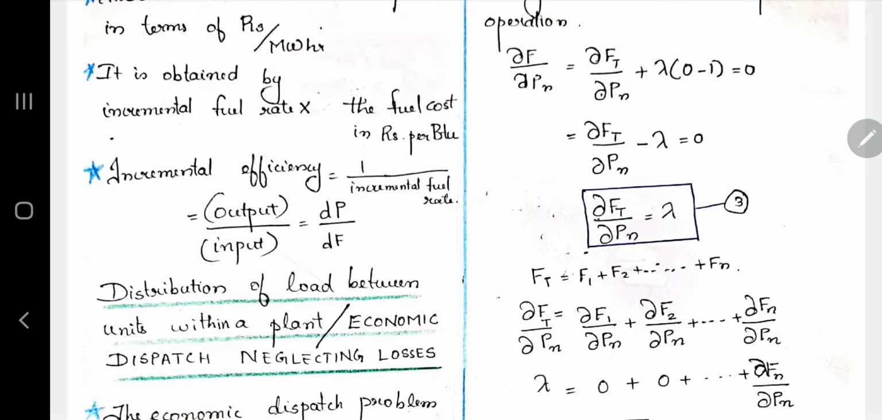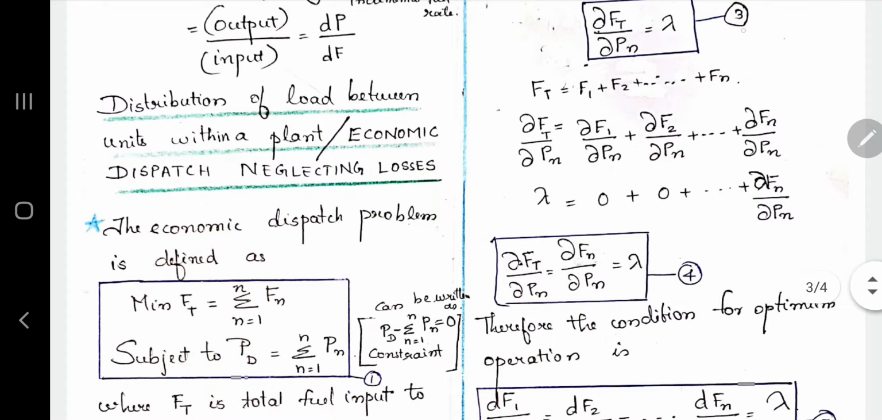So, here you can see that the generation of the nth unit does not depend upon the fuel input of the first unit or second unit like that. It only depends upon the fuel input of the nth generator. So we can write ∂Ft/∂Pn, already equal to lambda, is equal to 0 plus etc. ∂Fn/∂Pn. From that we obtain two values, that is ∂Ft/∂Pn is already equal to lambda. Now ∂Fn/∂Pn is also equal to lambda.